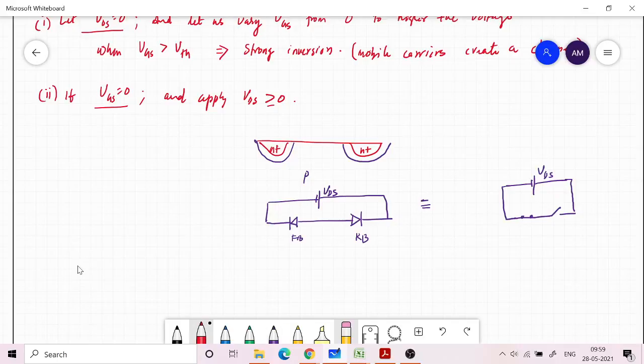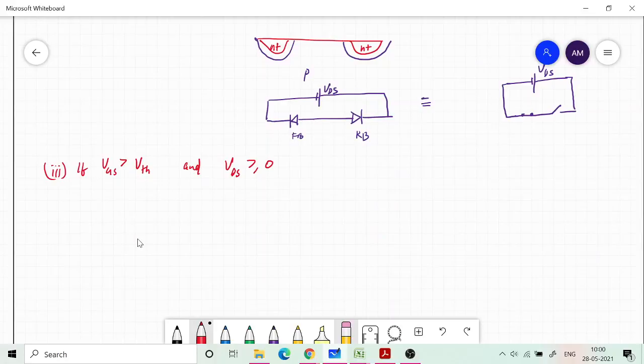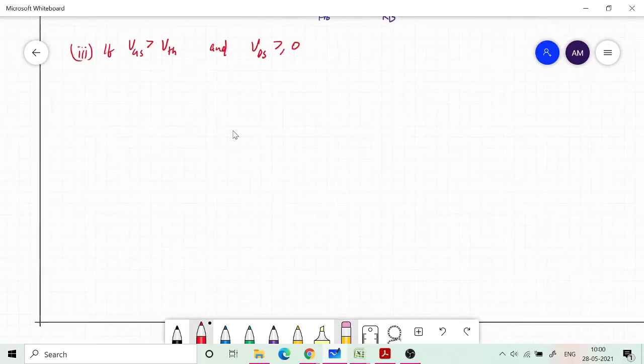But if VGS is greater than VTH and VDS is greater than 0, then you have a channel existing from drain to source, and as a result current can flow. So let us now look at the magnitude of that current. In order to derive that, we need to again look at the structure in more detail.